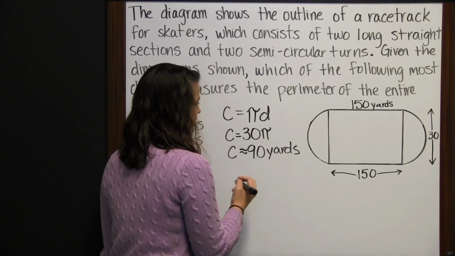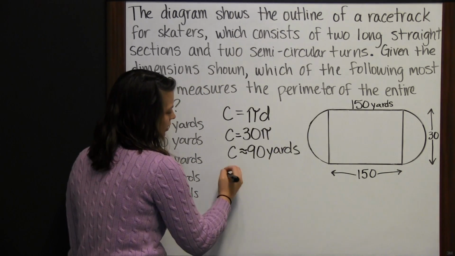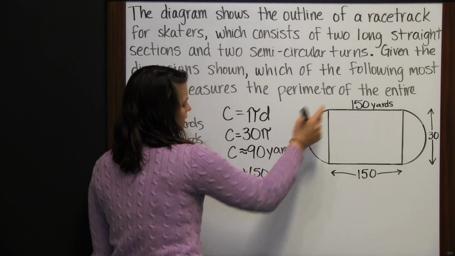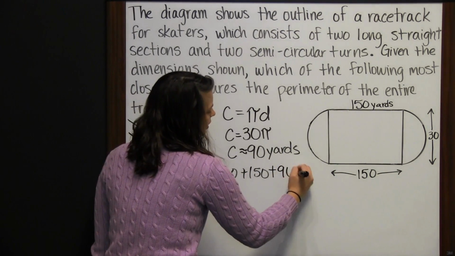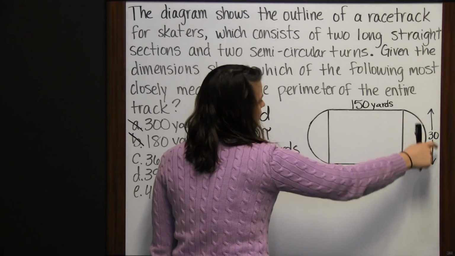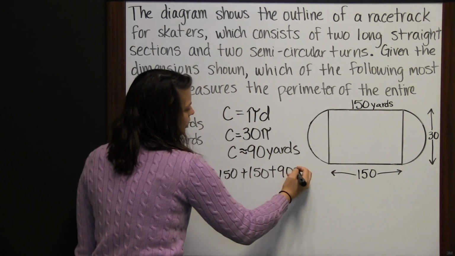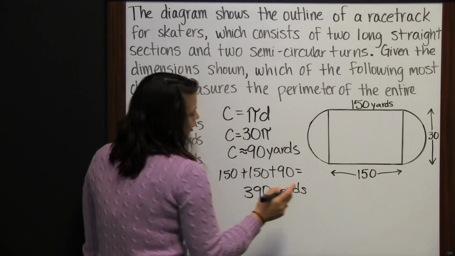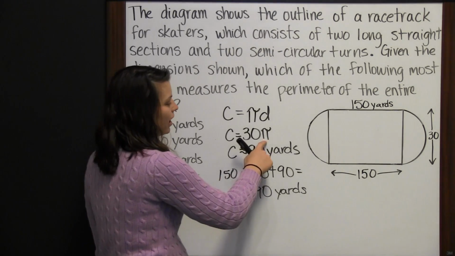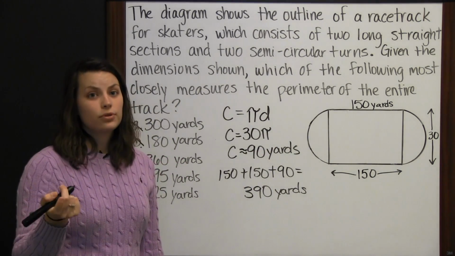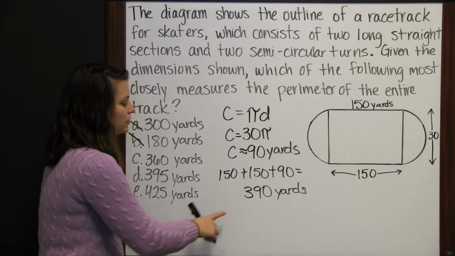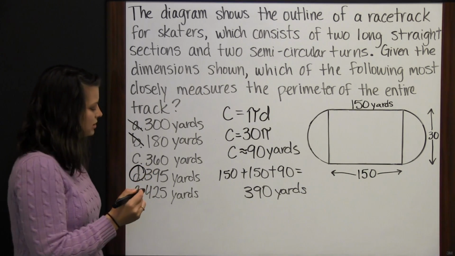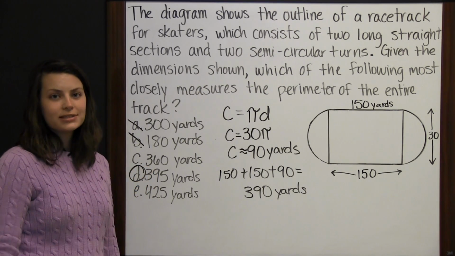Plus, we have these straight sides. So the total distance around the racetrack would be the 150 yards plus 150 yards for our 2 straight sides, plus the about 90 for these 2 curved sides, the semicircular, which is 390 yards. Now, if you'll remember, we rounded pi down. It's actually over 3. We rounded it down to 3. So really our answer is a little bit higher than 390, which is answer choice D, 395 yards.